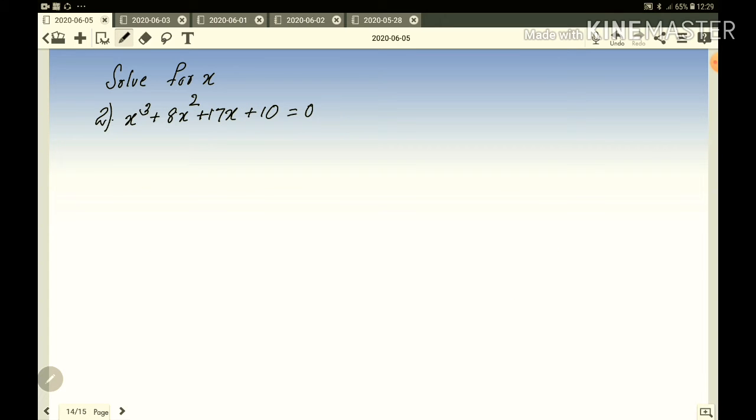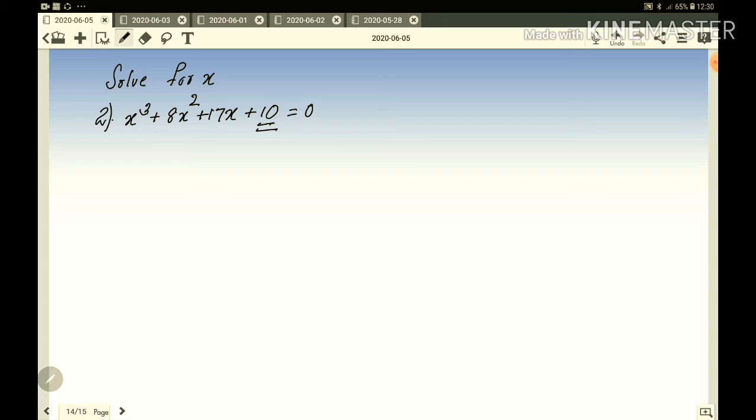This one, just do it the way I did with the previous question. Here you have to first look for one of the x values. You can use the factor theorem. Again, go to the constant. What is the constant here? 10. So think about the factors of 10. Plus or minus 1 is there, plus or minus 2 is there, then plus or minus 5, then plus or minus 10. Okay, let me start with 1.